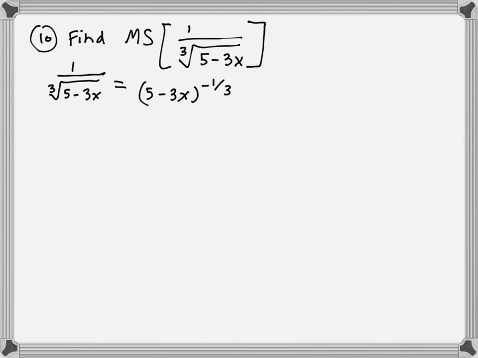The trick here is to pull out a 5 because we need to turn this into a 1. So the way we're going to do that is by pulling out a 5 to the negative 1/3 power. If we pull that out, we end up with (1 minus 3/5 x) to the negative 1/3 power.